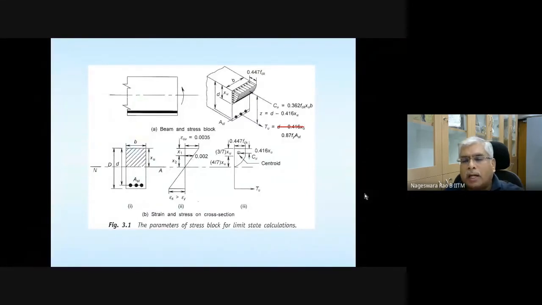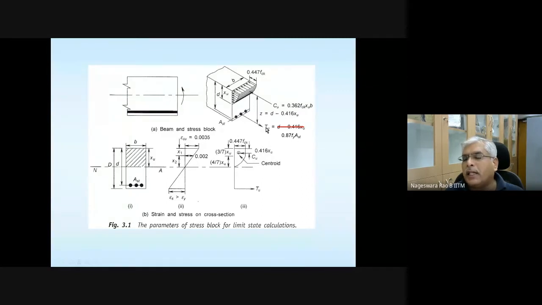Please don't start recording from your end. So please take a note of this figure. And there is a mistake here. That's why this is struck out. It is actually Tu, which is nothing but ultimate tensile force, ultimate compressive force, or if you want, you can drop this subscript. You can just say T.